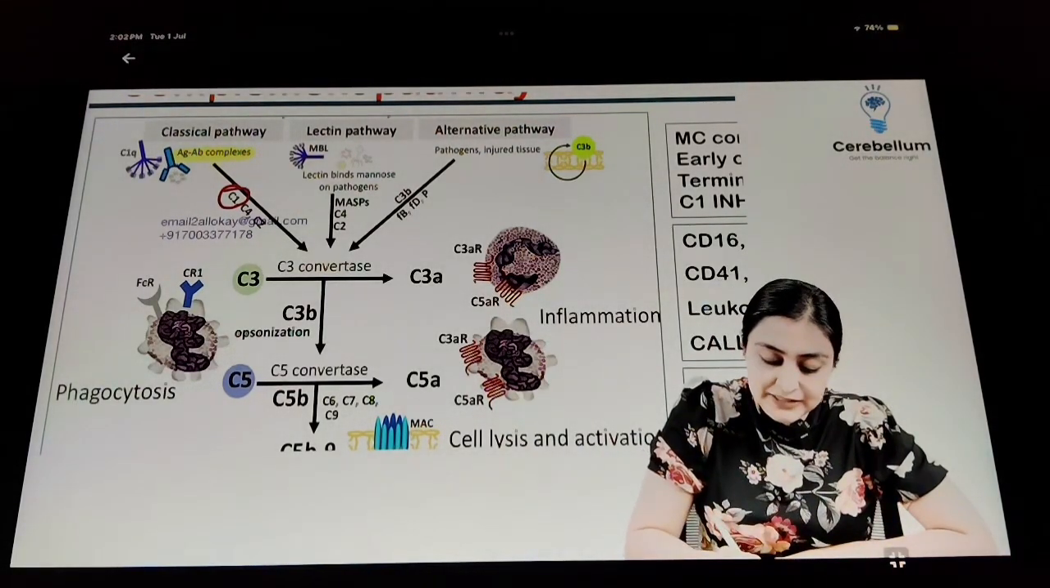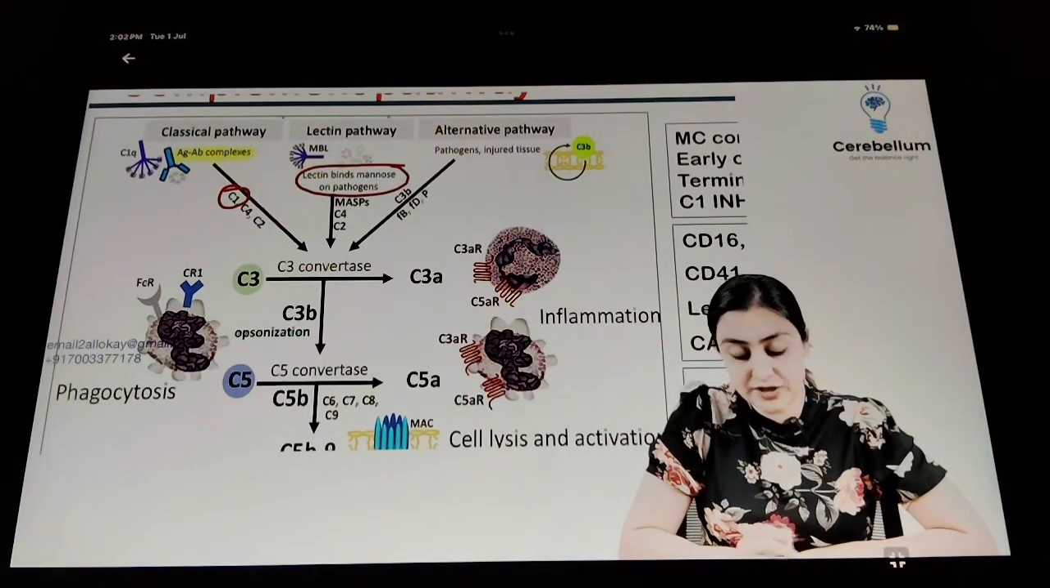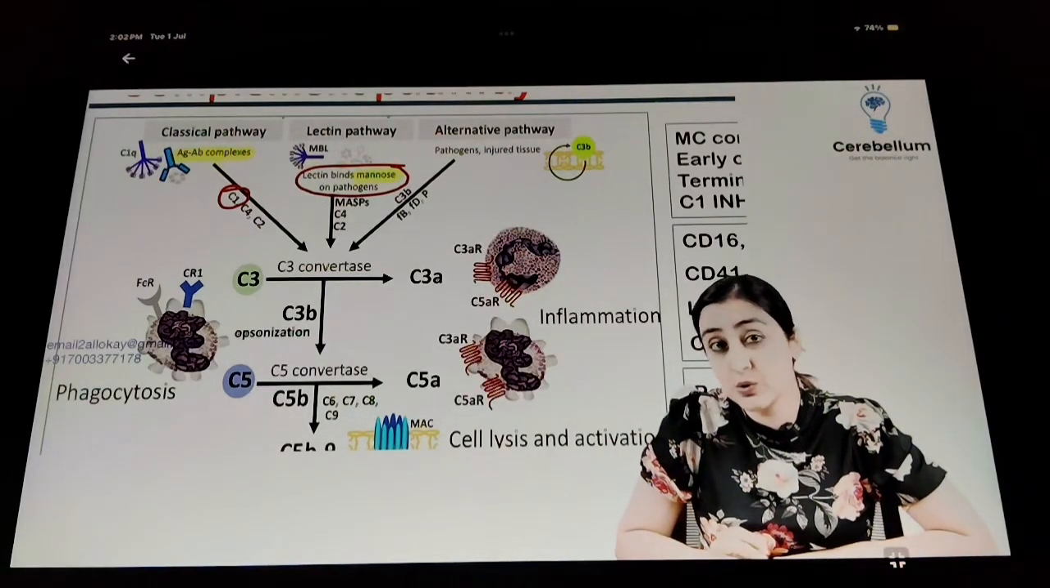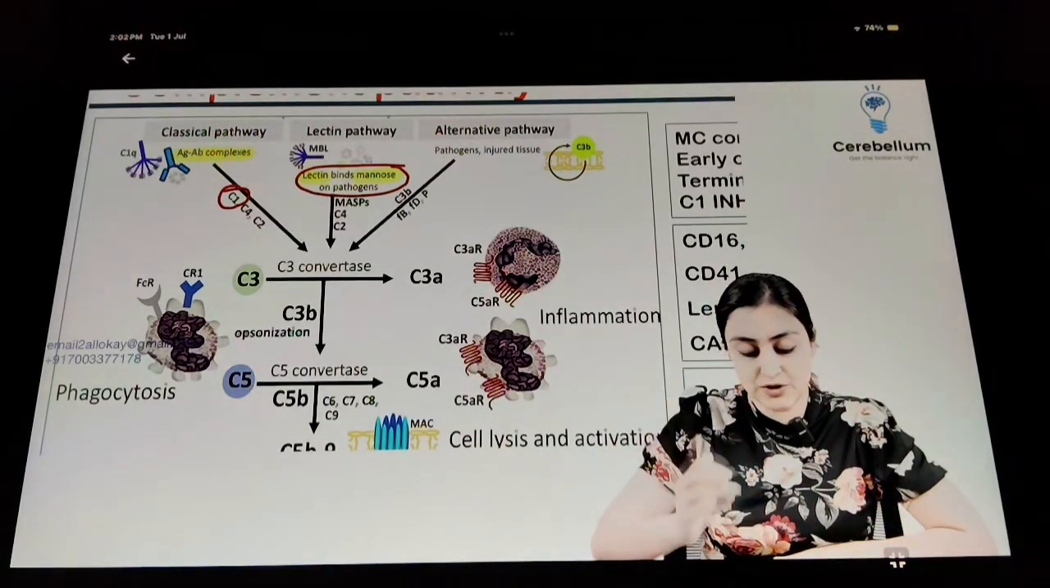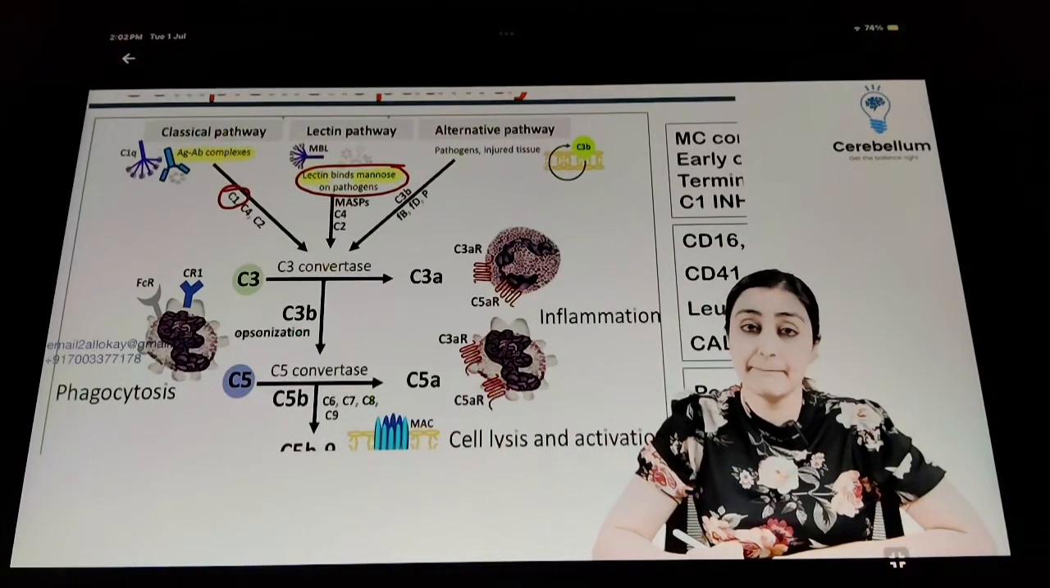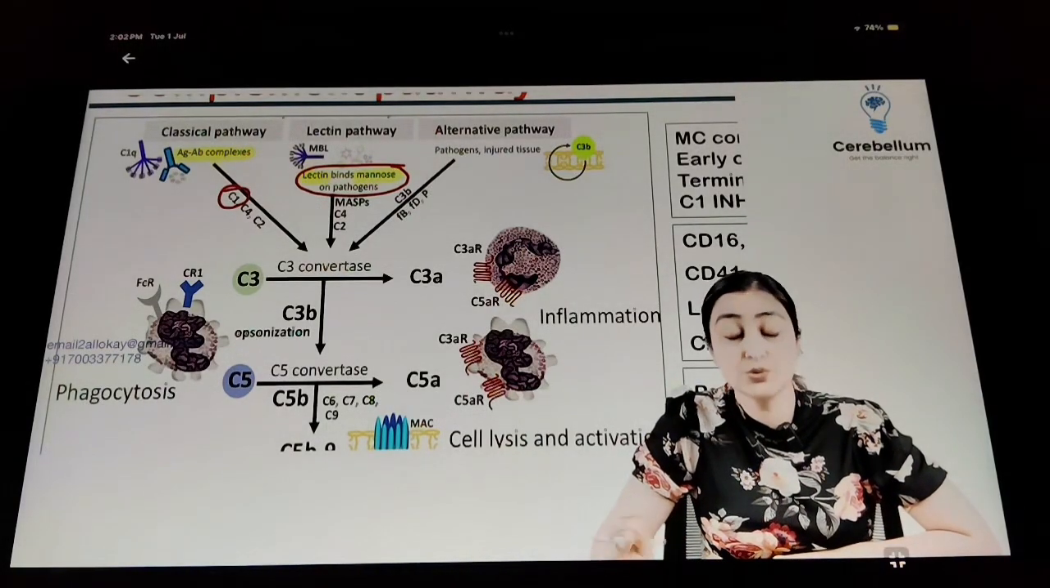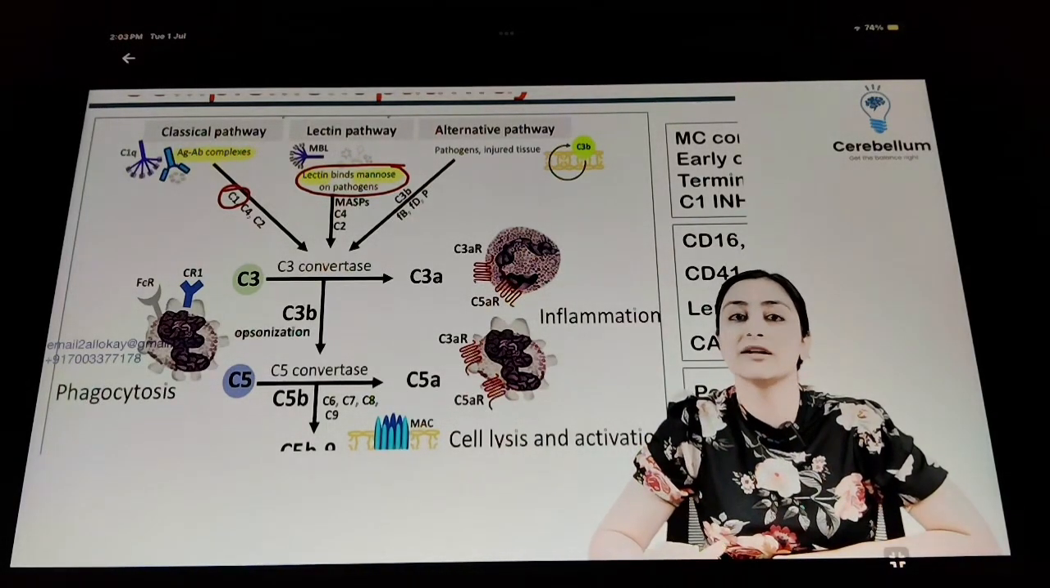Then you have the lectin pathway. This is basically microbial antigen activation. Whenever you have microbial antigens, they have mannose on them, and that binds to lectin. Okay, so lectin and mannose, this is for microbes. So M and M, mannose, L and M stick together. You will soon know when we go to microbiology, you will realize how L and M are an inseparable pair.